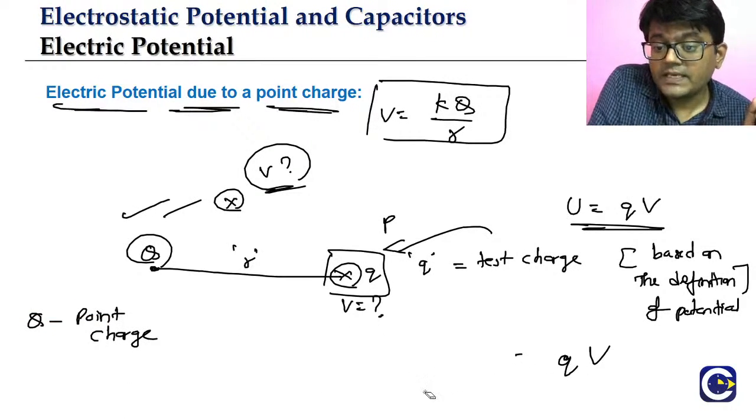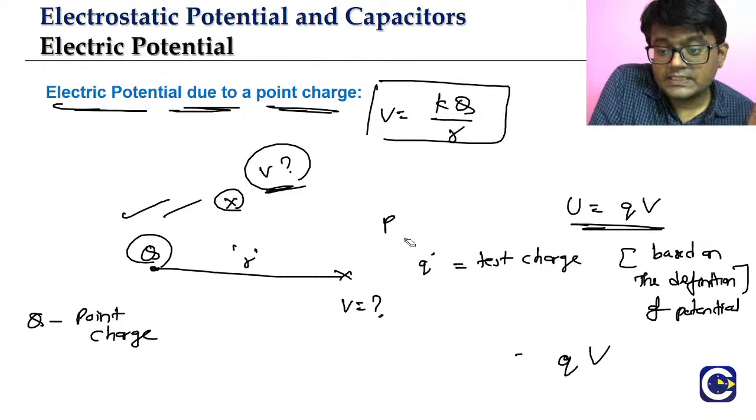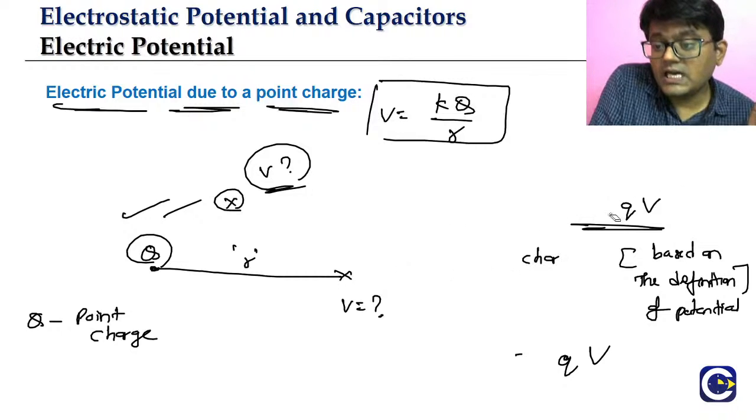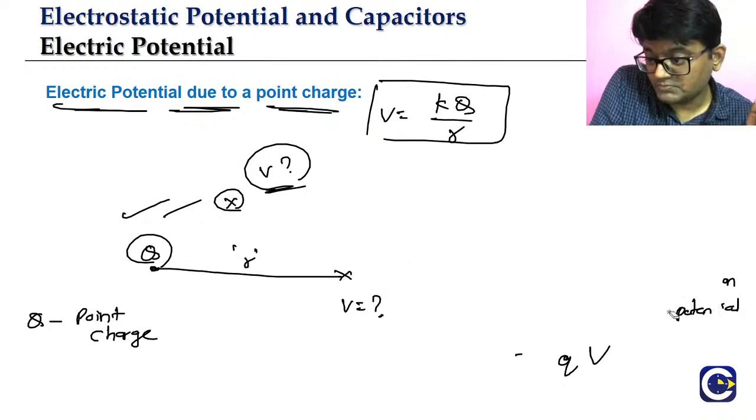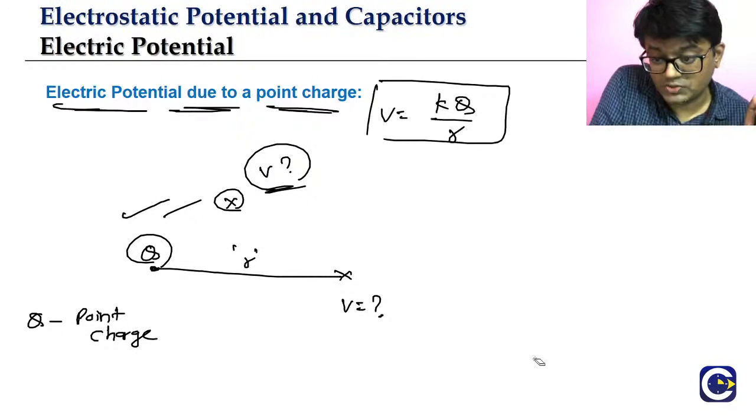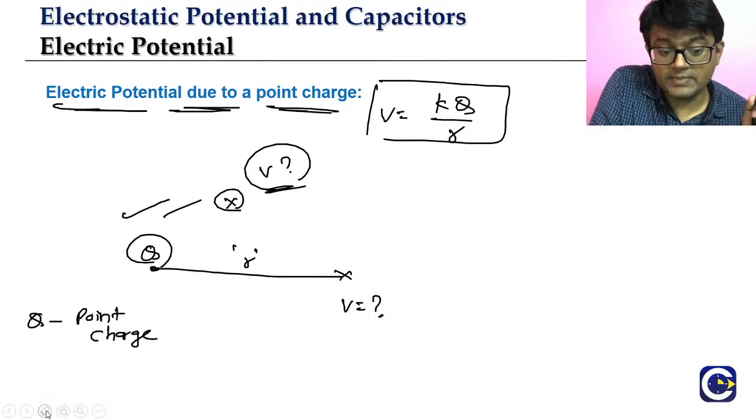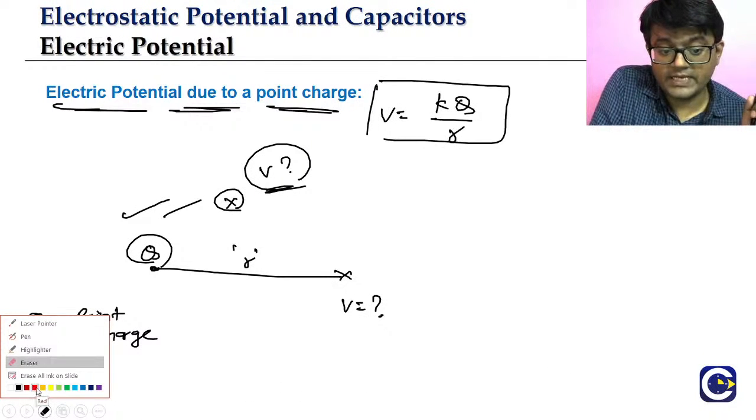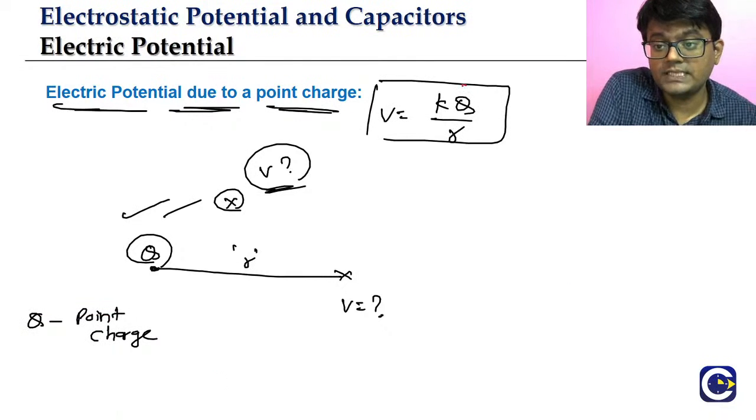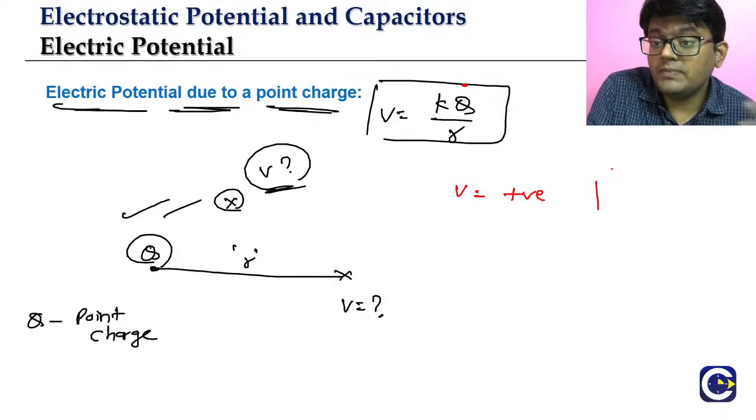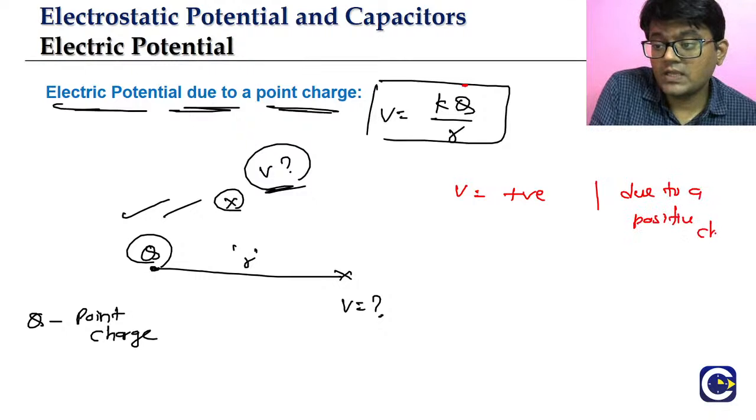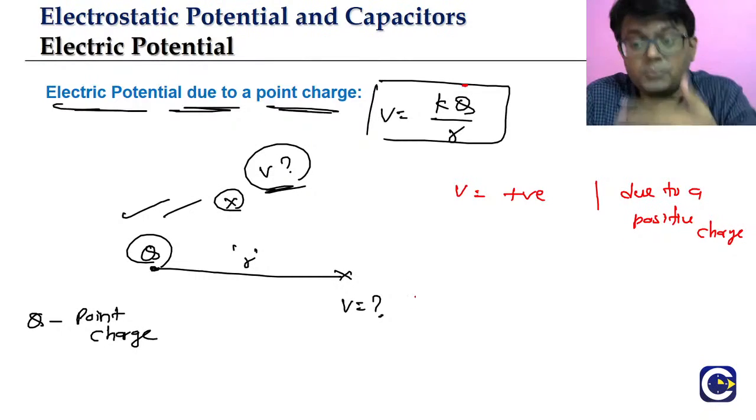Now look, if the charge capital Q we are taking is a positive charge, then what will be the value of V? If the Q is positive, V will be positive. So potential will be positive if it is developed by a positive charge. Okay. So a positive charge will develop positive potential.